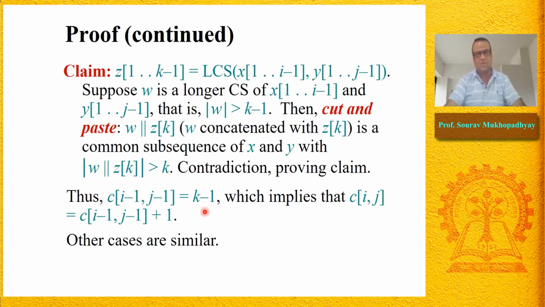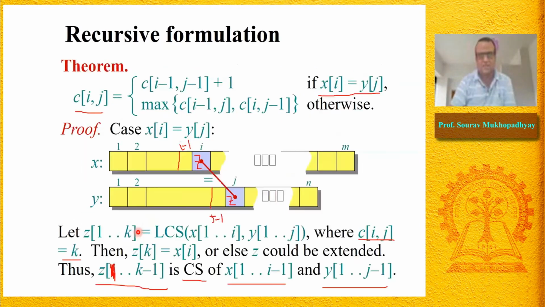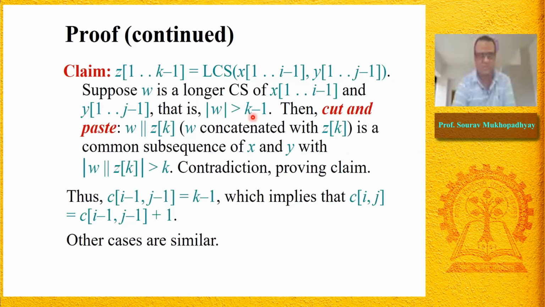Then, what is C of i comma j? It is k, which can be written as k minus 1 plus 1. So k minus 1 is C of i minus 1, j minus 1. So that is the proof. The other case, this max part, is very similar to this. I'm not going for that. So that is the proof.